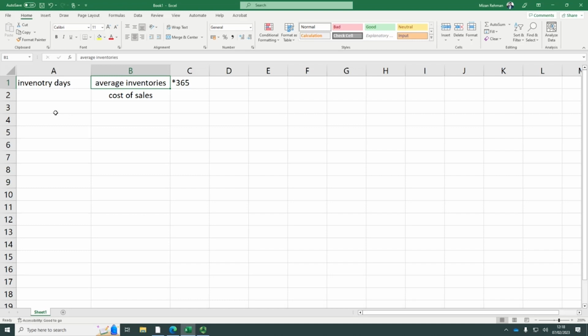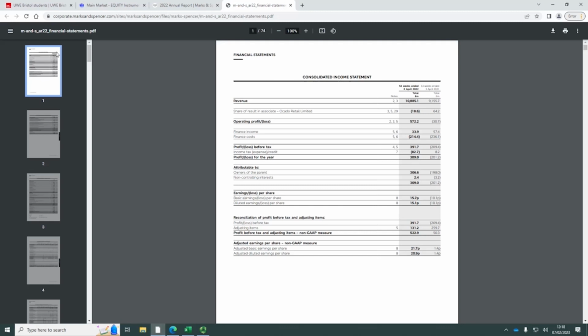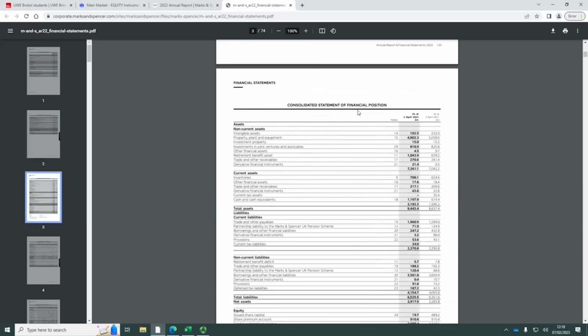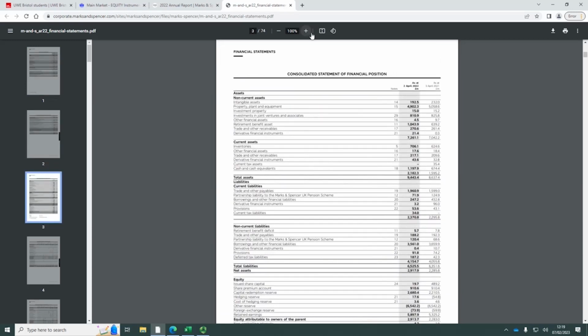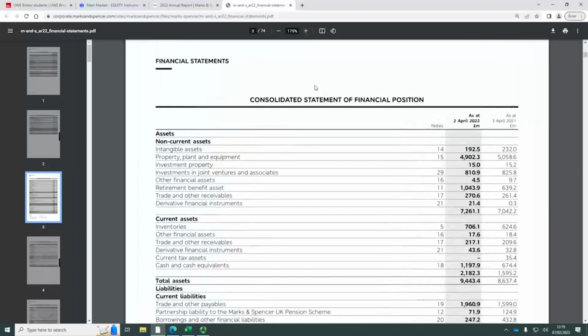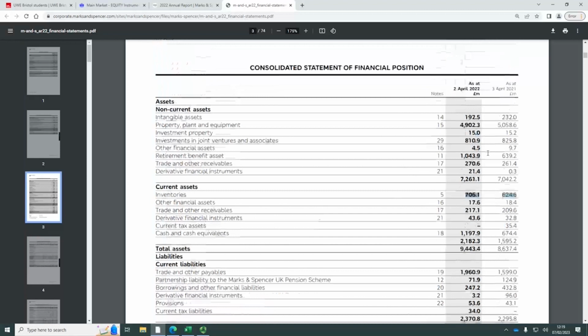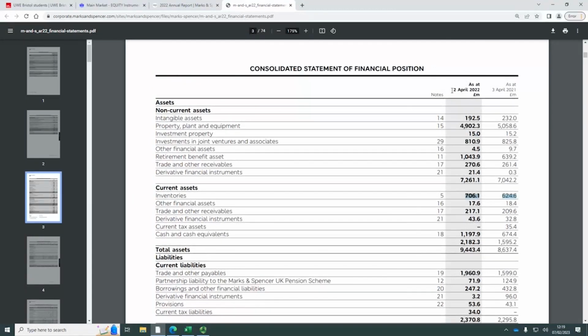So inventories are my statement of financial position figure. So I'll go to my statement of financial position, which is usually the second statement. So that's the statement we are at. And what we should do is, these are our figures, 706. So we have two figures, one for 2022 and the other one is 2021.